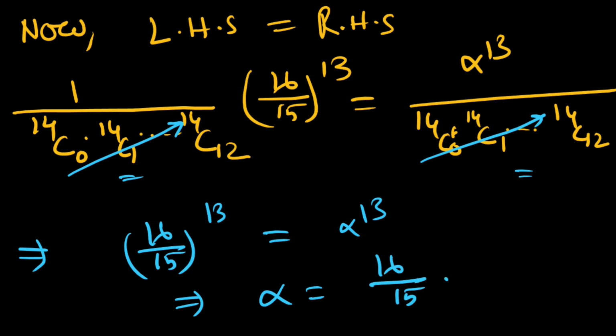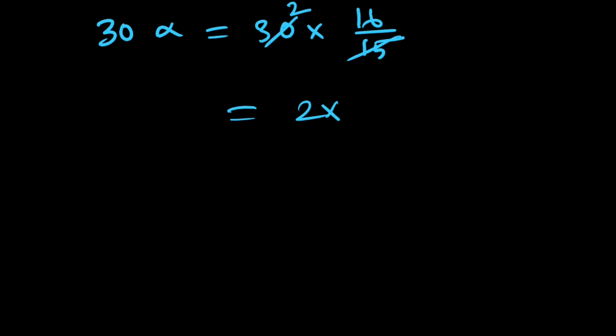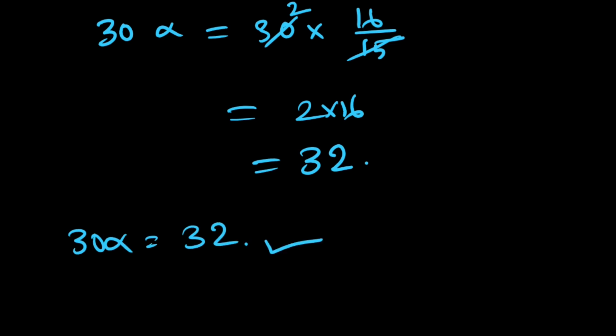The question asked us to find the value of 30 alpha. We got the alpha value, so we put 30 times 16 by 15, that is 2 times 16, which is equal to 32. Therefore 30 alpha is equal to 32. This is the answer of this question.